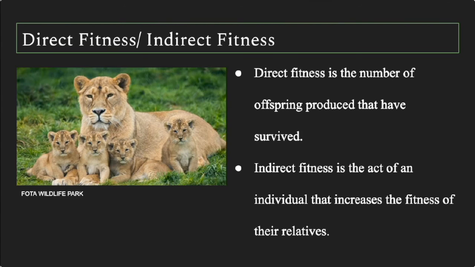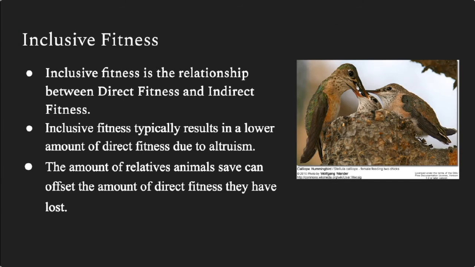Direct fitness is the number of offspring produced that have survived, and indirect fitness is the act of an individual that increases the fitness of their relatives. Inclusive fitness is the relationship between direct fitness and indirect fitness. Inclusive fitness typically results in a lower amount of direct fitness due to altruism. The amount of relatives animals can save offset the amount of direct fitness they have lost.